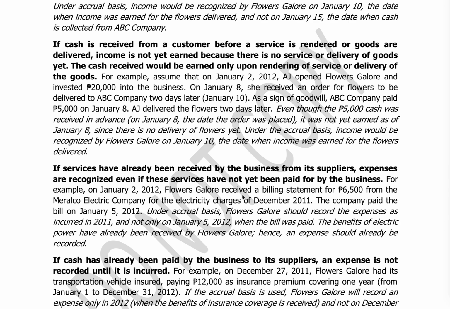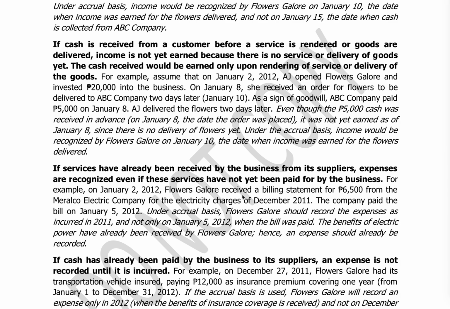So, example, on January 2, AJ opened Flowers Galore and invested 20,000 in the business. Ano naman ang nangyari dito? On January 8, she received an order for flowers to be delivered 2 days later. As a sign of goodwill, nagbayad pala agad si ABC Company nung nag-order siya. So, nangyari, nag-order ng January 8, nagbayad din ng January 8. Pero sabi niya, pare, deliver mo na lang ng January 10. Kasi, January 10 ko pa kailangan ng bulaklak. Pero bayaran ko na ngayon kasi makakalimutan ko eh.